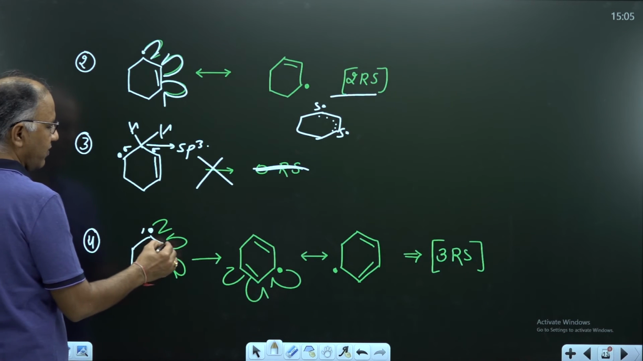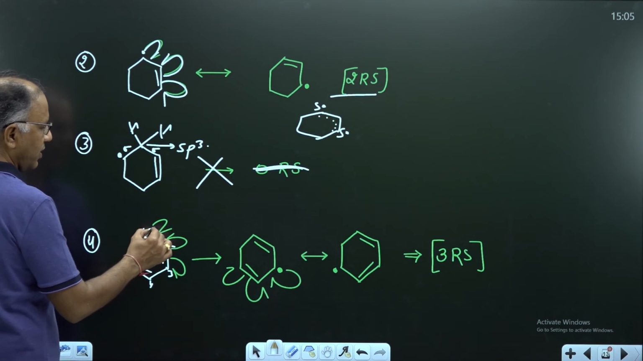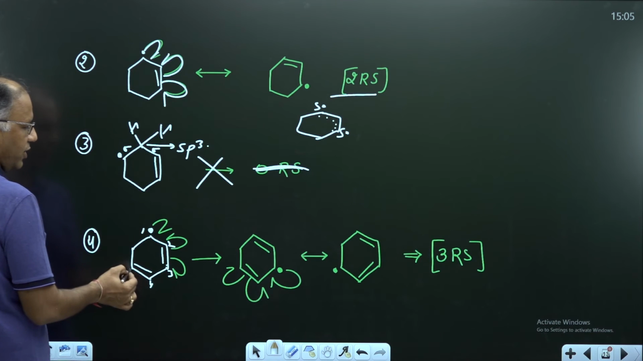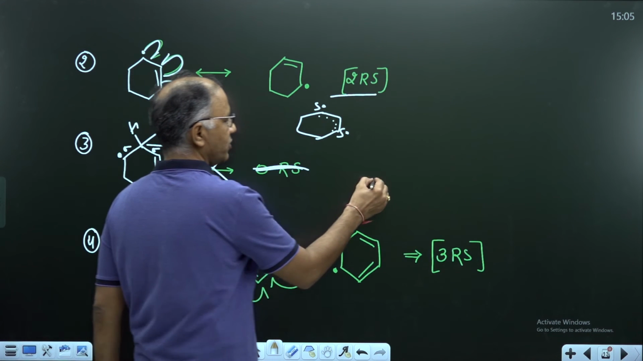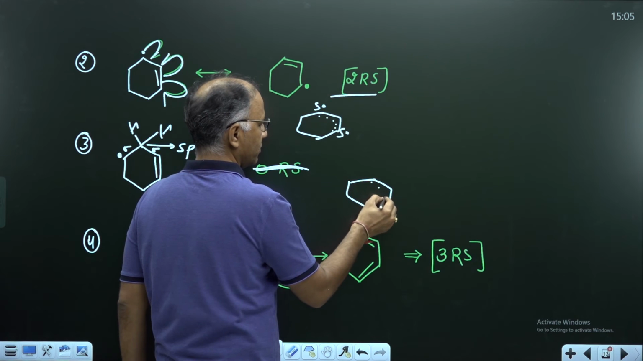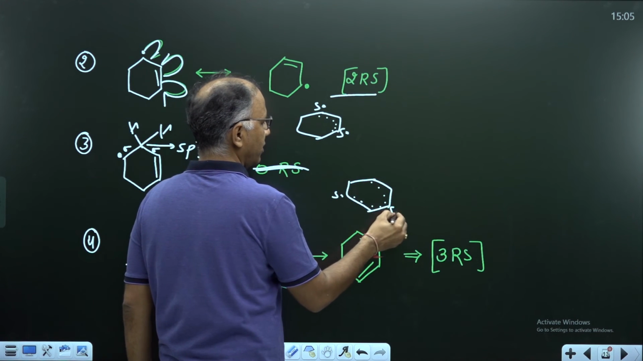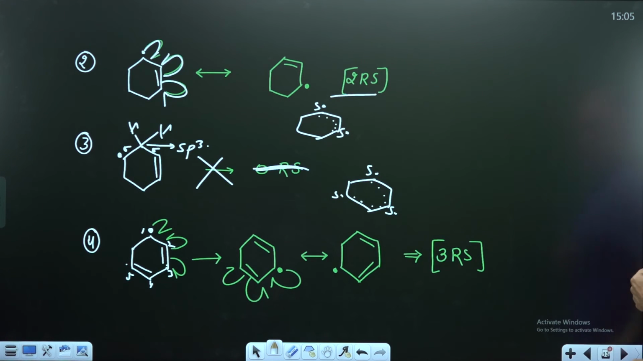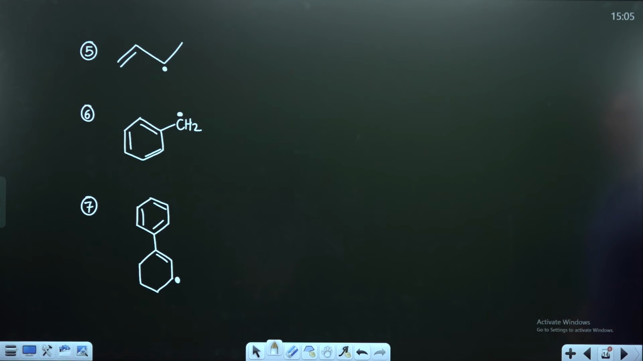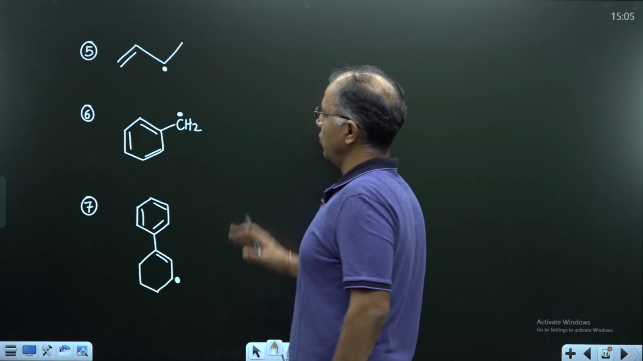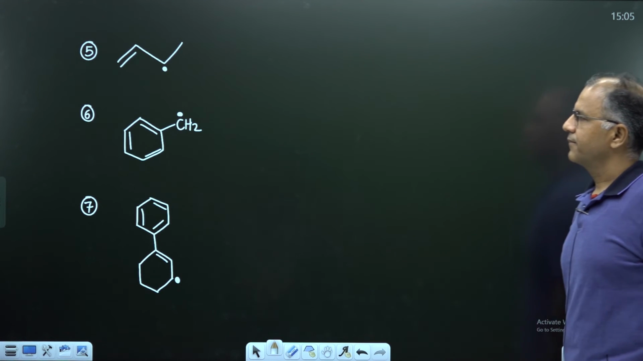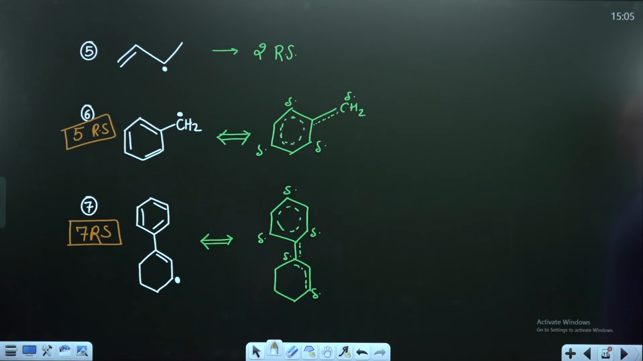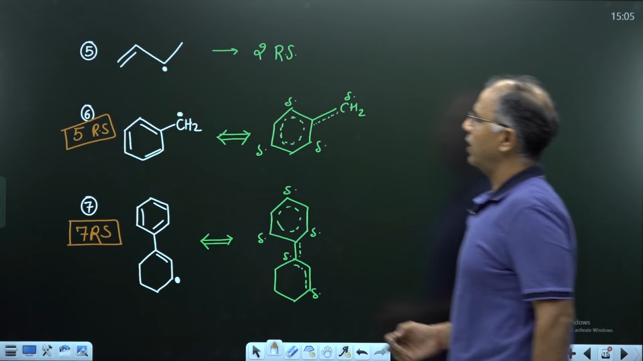Now in this case, there will be 3 RS. Radical moves from 1 to 3, then 3 to 5. And what is the resonance hybrid? Delta dot, delta dot, delta dot. Got it? Now in the 5th example, draw all the RS and draw the hybrid. Now in the 5th, there will be 2 RS.